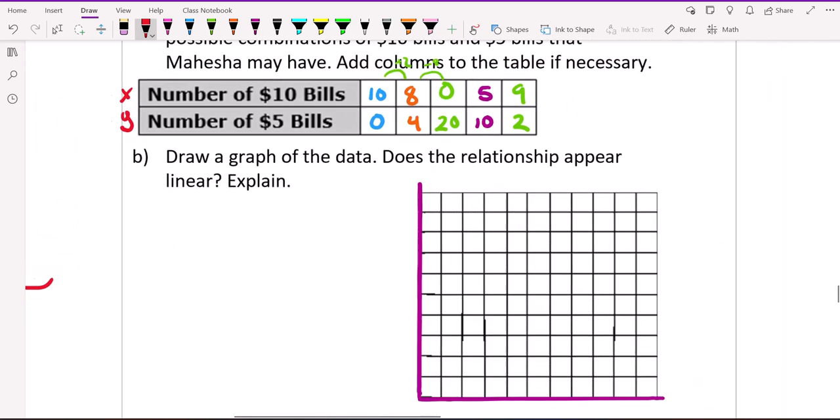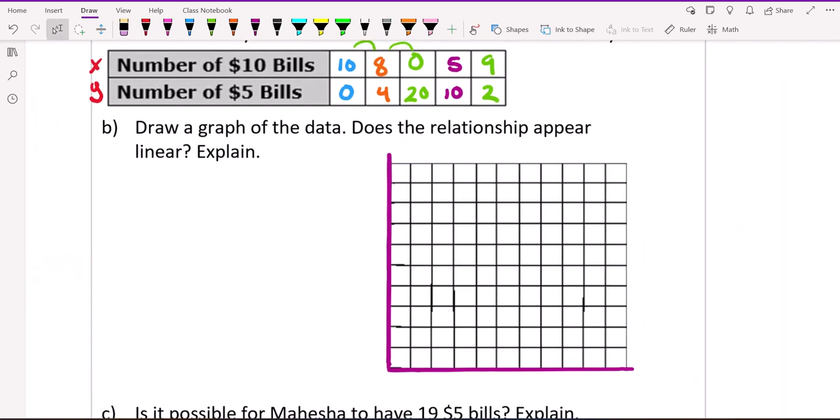So X is left and right. So that's number of $10 bills. I'll shorten that, number of $10 bills. And on the other side, number of $5 bills.